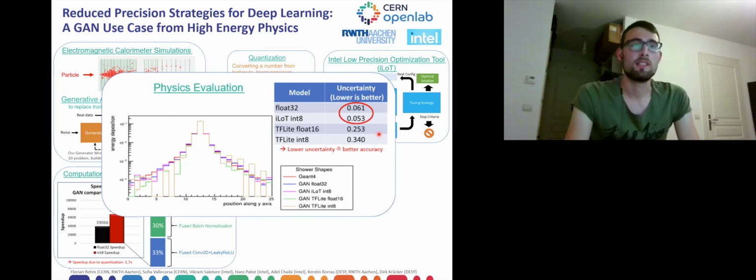And this effect we can see even better if we look at our second metric, the shower shape plots. We can see that the iLoT model in pink is very close to the GEANT4 data in red, which is the reference data. And the quantized TensorFlow Lite models are very off, especially for the low energies on the left and on the right.